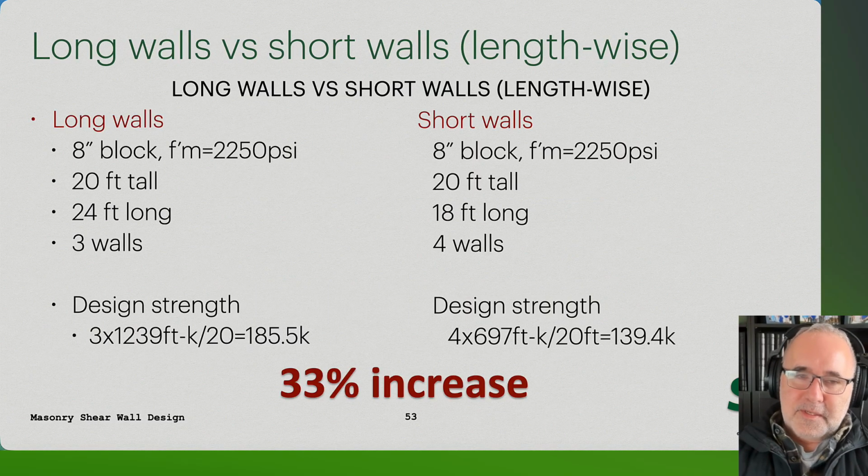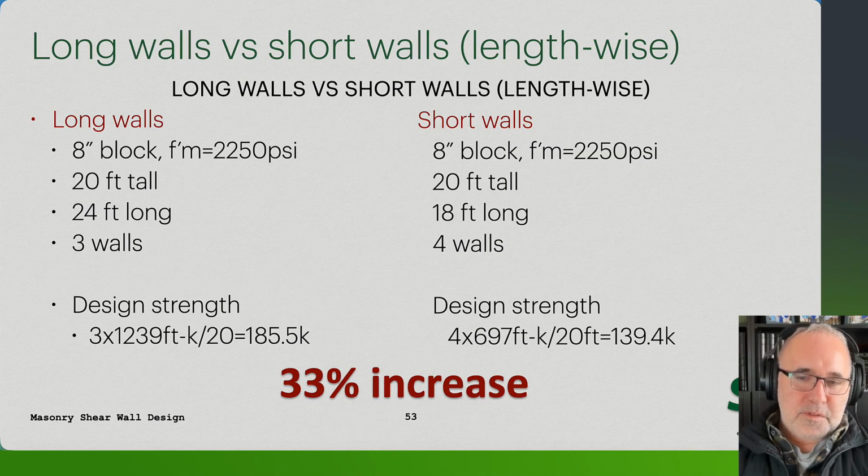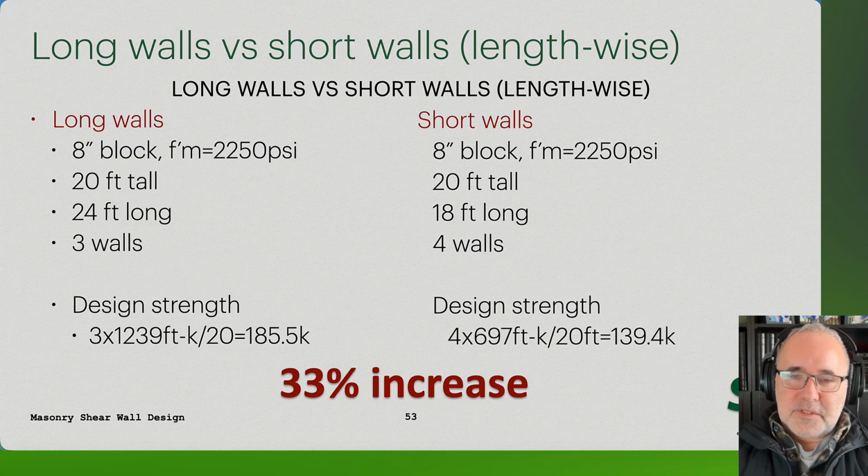So again, some of the different models that we set up, you can see with the 8-inch walls, f'm of 2250, 20 feet tall, 24 feet long for the long walls, and 3 of them, which would be equal to what we have on the right, the short walls, where we would have 18 feet long and 4 walls. We have different design capacities due to the length of the walls, due to the overturning moment, and that's where that 33% increase comes from when we can just have the longer walls with more overturning moment capacity.